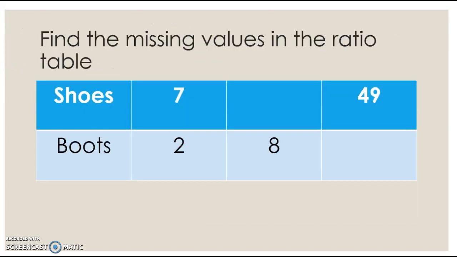Our next slide is finding the missing values of the ratio tables. Now we're going into ratio tables. So what we're trying to do here is make sure that each column is an equivalent or equal ratio. So here we're either multiplying by the same number or dividing by the same number. So we're going to start with shoes and boots here since that's what we're given. And we see that our next column of numbers, we have 8. So we're going to go from 2 to 8. And the way we get from 2 to 8, multiplying by 4, we have to do the same thing up here, and we're showing how we get our number. So 7 multiplied by 4 gives us 28.